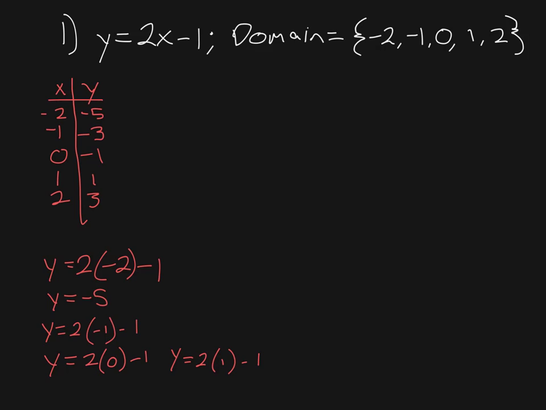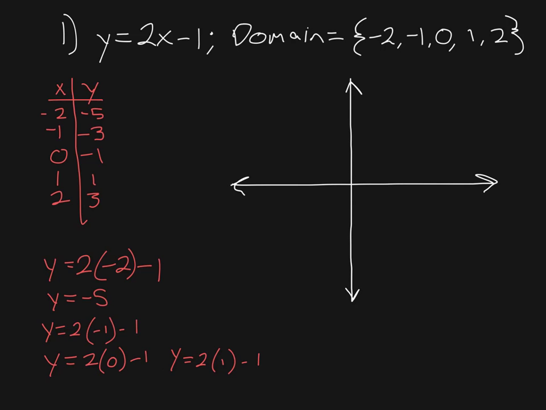All right, now we want to graph this on a coordinate plane, and we have all of our points. We have -2, -5, that's one ordered pair, -1, -3, 0, -1, 1, 1, and 2, 3. So now that we have all of our coordinates, we can plot these on a coordinate plane. So to do that, we draw our x and y axes. There we have y. Here's x.